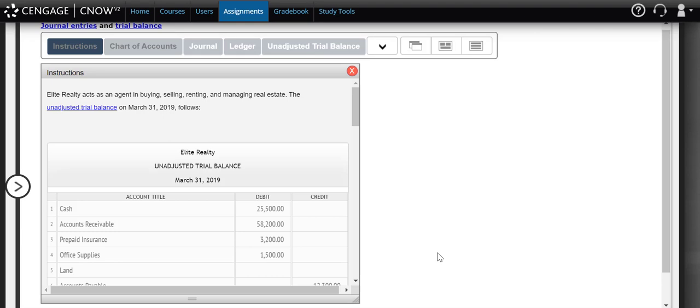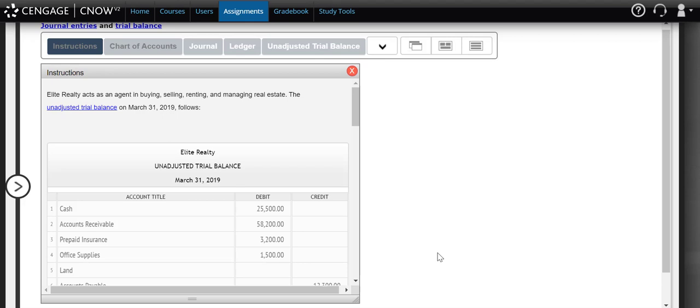In this example, I'm going to show you how to set up a problem where you are given an unadjusted trial balance from the previous month, and you need to enter those values into your general ledger before you start journalizing the transactions for the current month. So this is similar to problem 2.4 that is in your textbook.